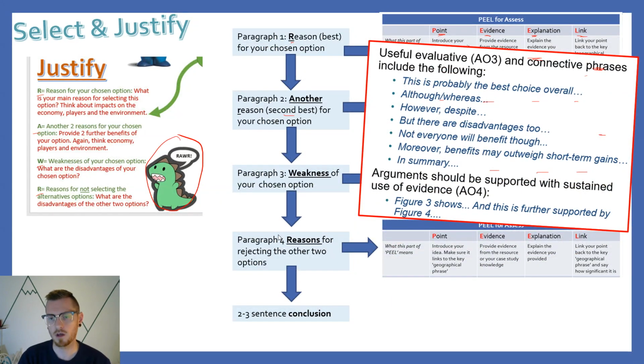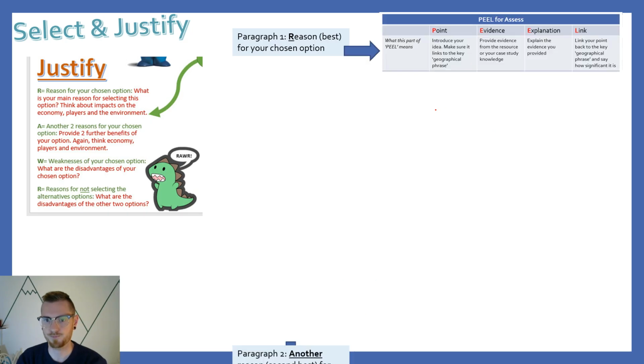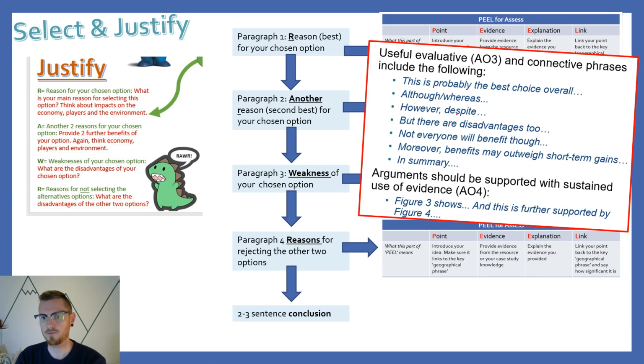A couple of things to think about. I mentioned before to use evaluative and connective phrases. So these phrases here, this is where you use them in the evidence part of your PEEL paragraph, and also ensure that you are bringing together figures, using multiple figures when you provide that evidence to hit AO3 or 4.